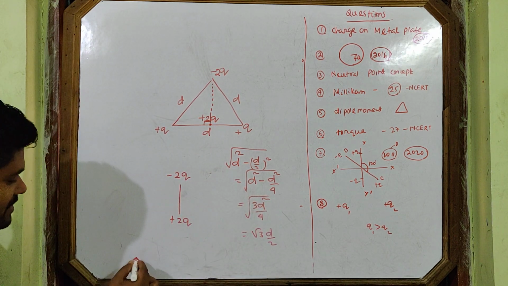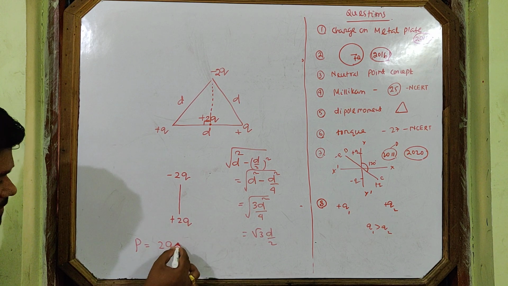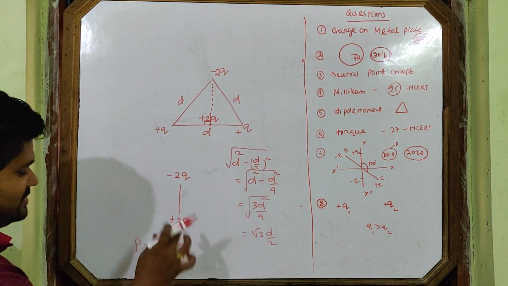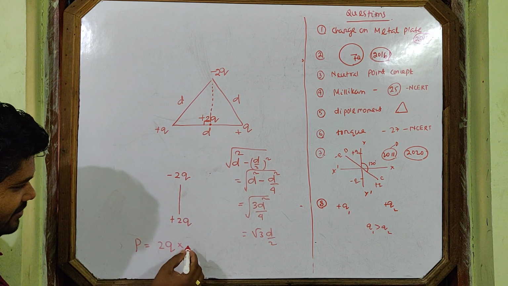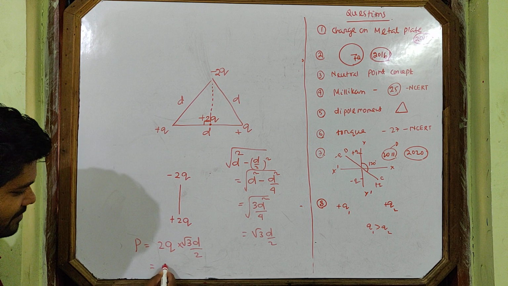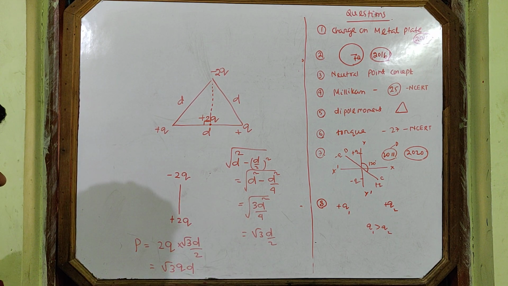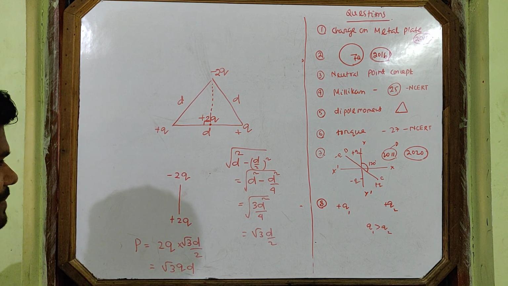So what is the dipole moment of the system now? Net dipole moment is 2Q into distance, the magnitude of either side into the distance. Distance is root 3 d by 2. So it is coming root 3 Qd. Is it now clear?